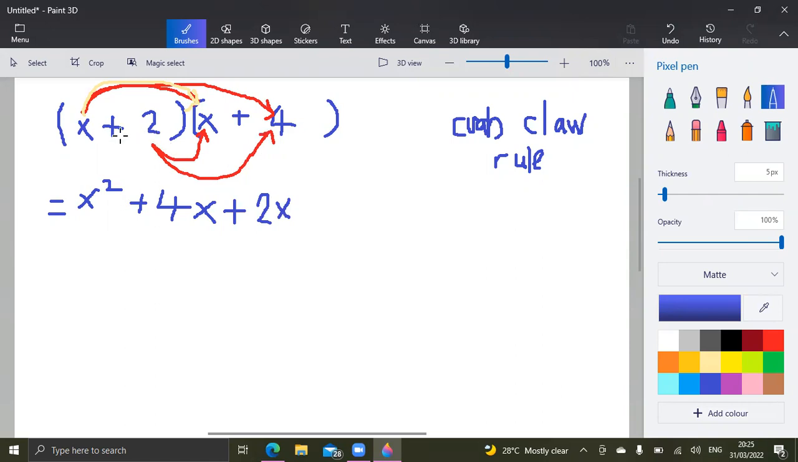Okay, right, next, follow this arrow now. So we have a plus 2 multiplied by a plus 4. So we have a plus. There you go. 2 multiplied by 4 would be 8. There you go.